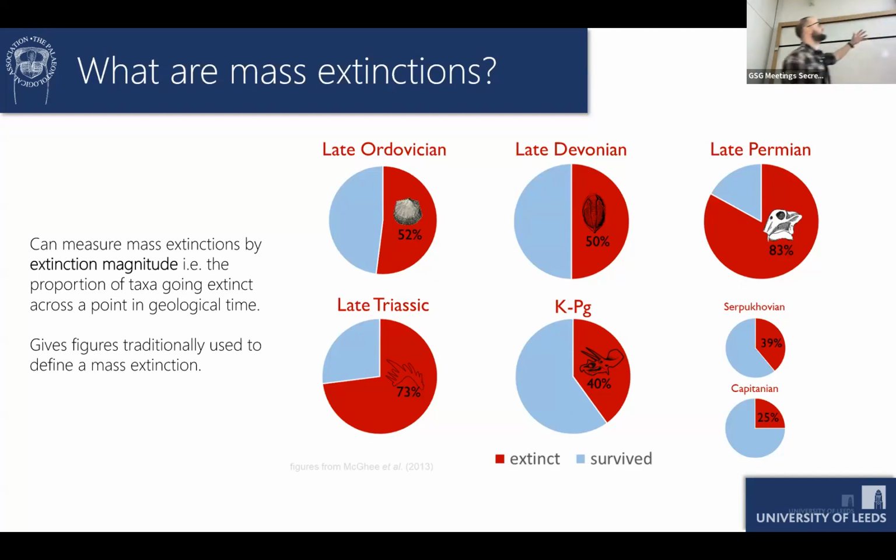So in the marine realm, our marine invertebrate fossil records, these are the percentages of genera that go extinct over these mass extinction events. It ranges on the big five from 40% at the KPG all the way up to over 80% for the late Permian mass extinction. So these are quite severe losses of global biodiversity. And these are the figures that are traditionally used to define our mass extinction events.